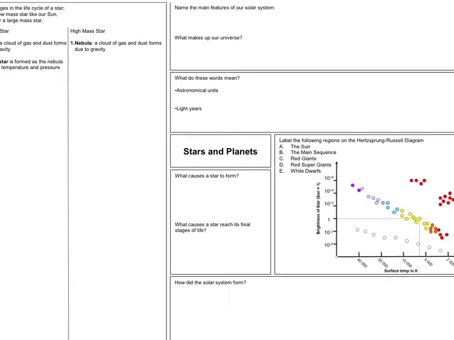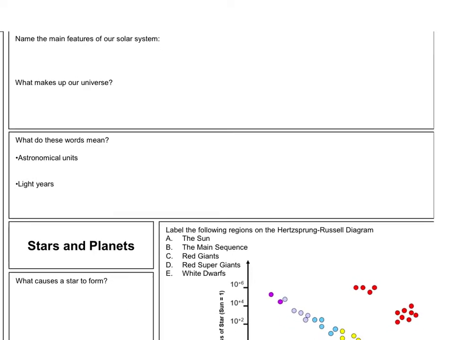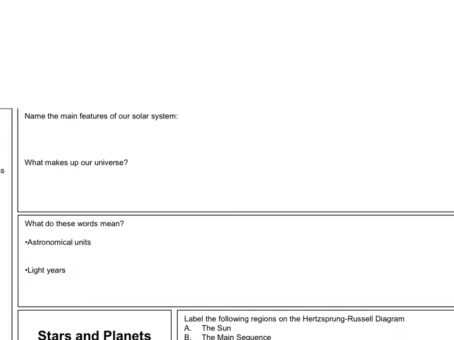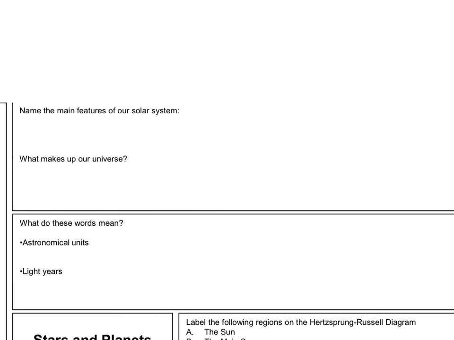So let's start here. Name the main features of our solar system. We need to think about what we find in our solar system. You are, of course, going to pause this at any point if you need the answers. You should be trying to complete this on your own. So in our solar system, we have the sun. In any solar system, there'll be a star at the centre, or sometimes there's two, but we'll just stick to one. Orbiting the star are our planets.